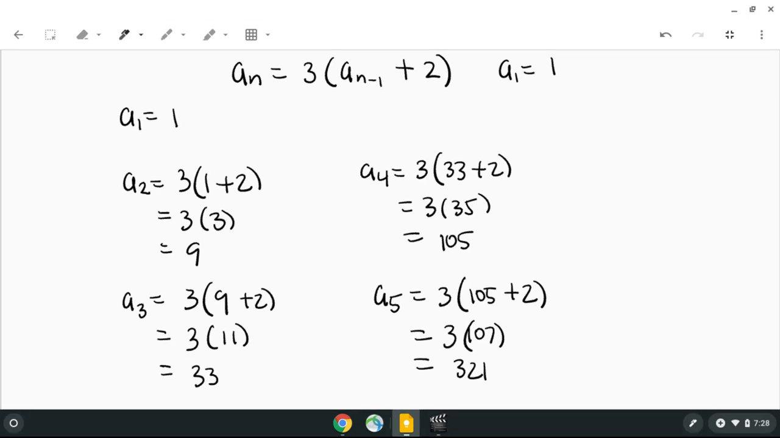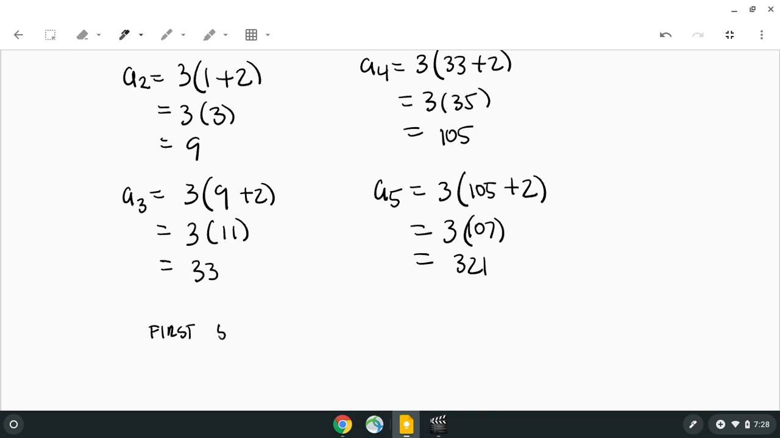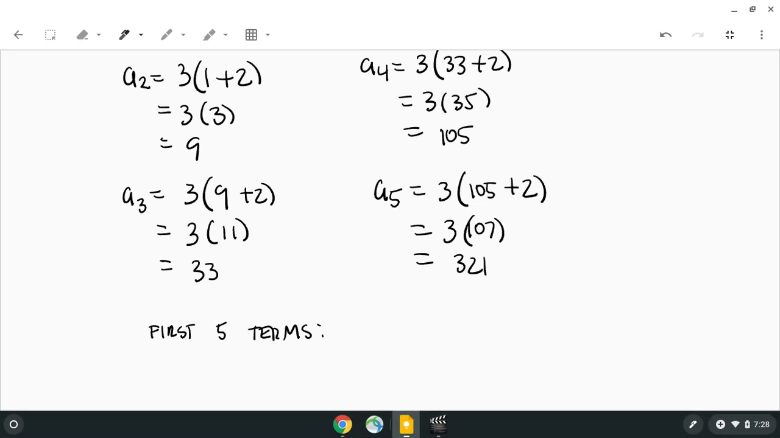So my first 5 terms here are: the first term is 1, second term 9, third term 33, 105, 321. Okay, those are the first 5 terms.